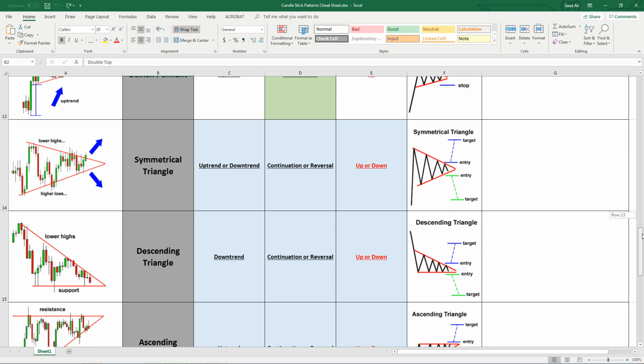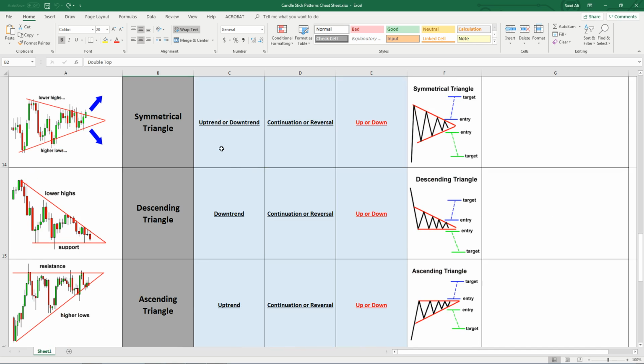Okay, the next one is Symmetrical Triangle. So this I highlighted in blue here. This is actually a continuation or reversal. So that means it can go in both directions.